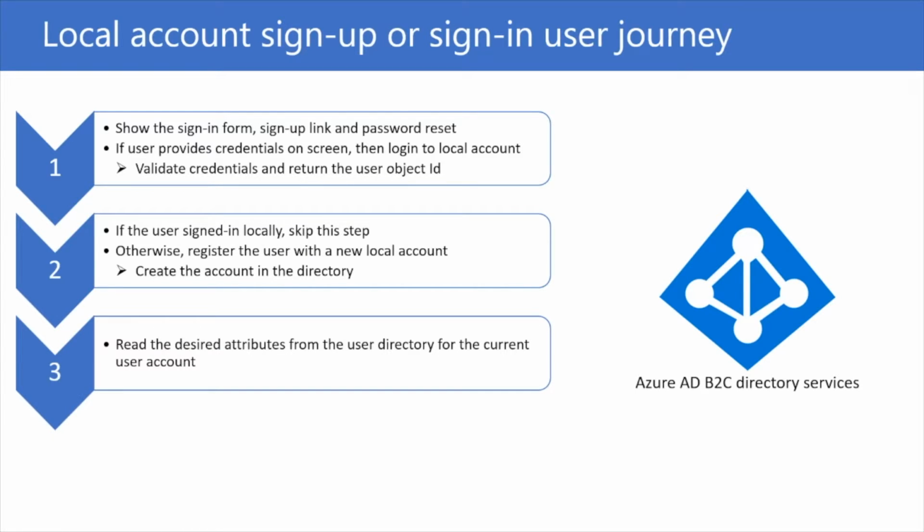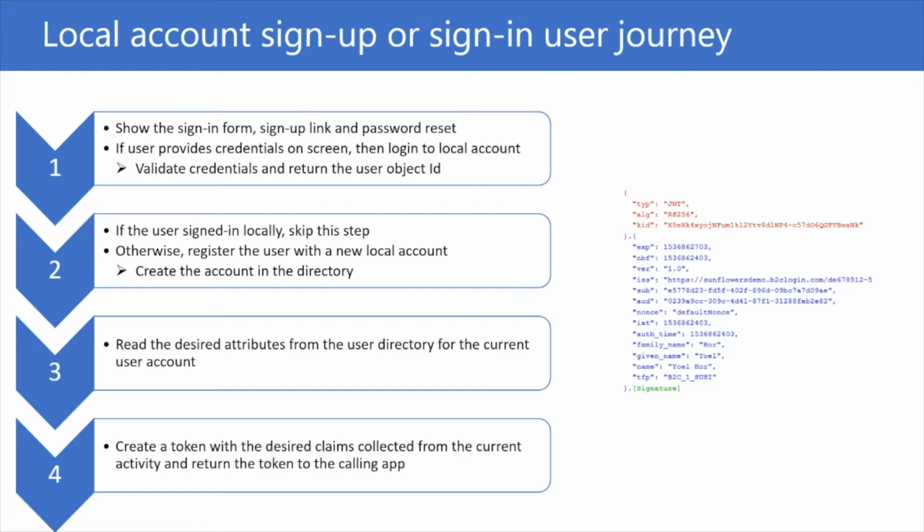Regardless of whether they've signed in or signed up, in the next step, you're going to read the desired attributes out of the user directory for the current user account. You may want to get name information back out from them. You may want to get ID information or other claims, other information about the user. But you'll go ahead and retrieve that information from the underlying directory. And then the last step is your policy will create a token with the desired claims collected from the current user, and that will be returned to the current app. In this case, you'll see it's returned claims related to Yoel's name and their ID within the tenant.